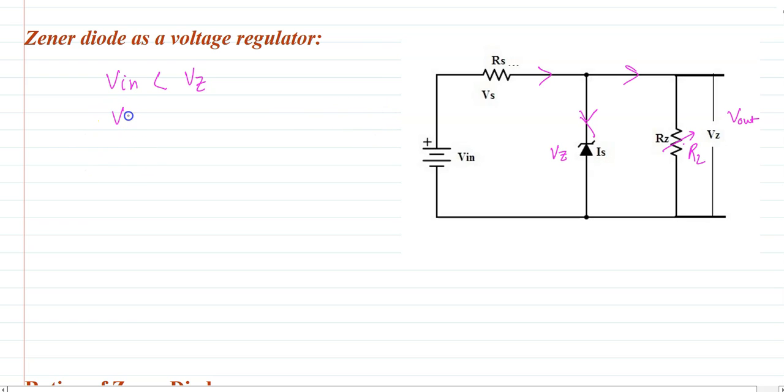But if we apply an input voltage greater than Vz, now the Zener diode becomes activated. When the input voltage exceeds Vz, the Zener becomes activated. Okay, meaning Vz is now constant. Then the output we get is only Vz. Okay.